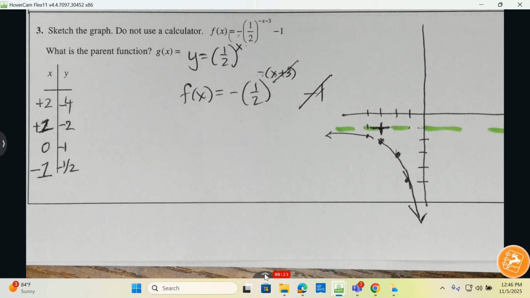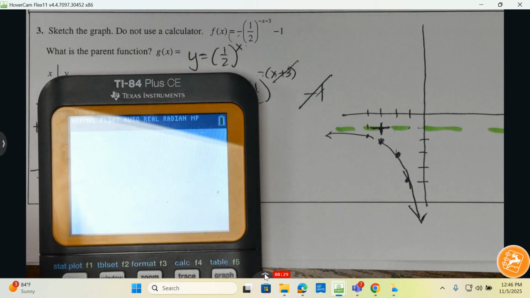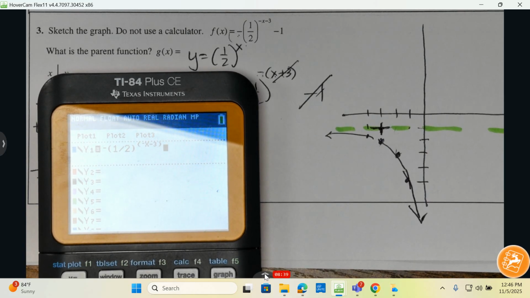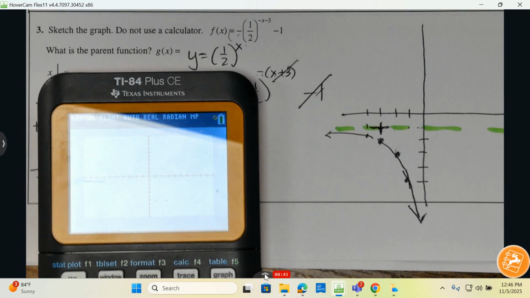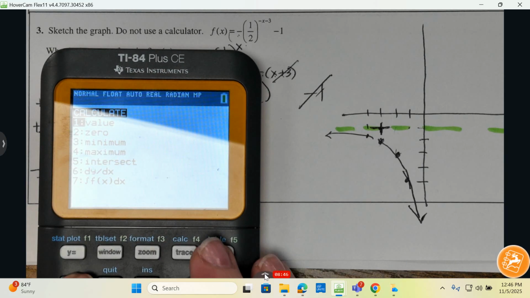Let's take a look to make sure that this is correct. I'm going to go ahead and clear the graph like I've done. And now I'm going to plug this in, taking time to plug it in correctly using those parentheses. And up top we have negative x minus 3, bring it back down, minus 1. So here's our graph. It will look similar to what I have over here. And now let's check a few of these points.